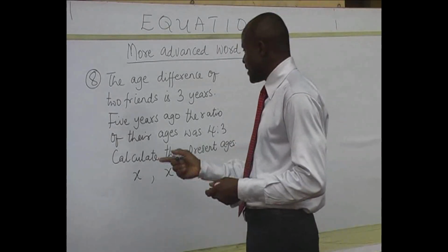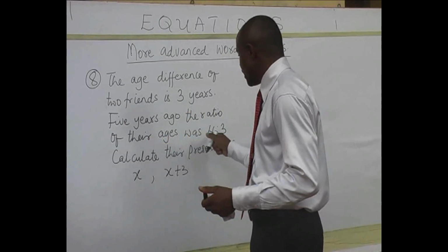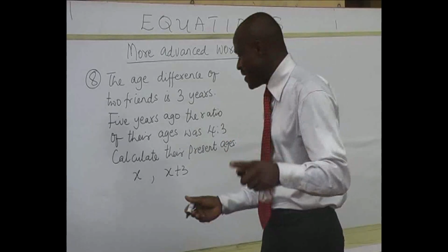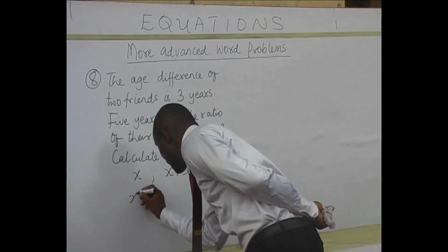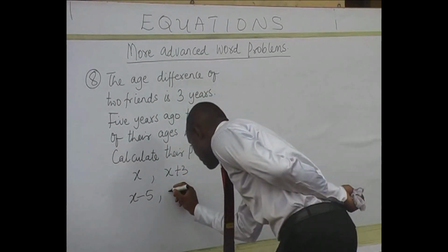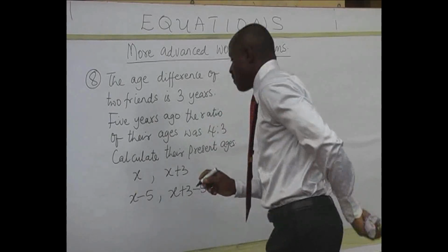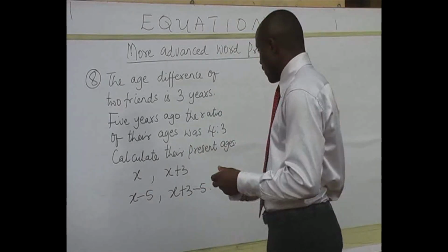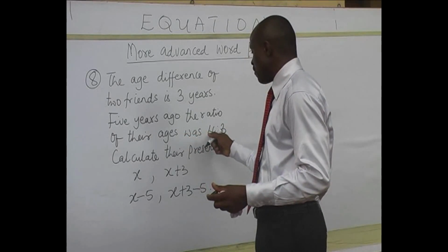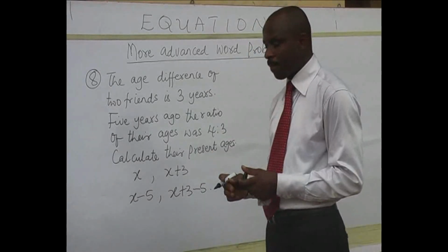Now the second sentence says 5 years ago, the ratio of their ages is 4:3. 5 years ago, that means the first friend will be X minus 5 years, while the second friend will be X plus 3, then minus 5. 5 years ago, their ages were at the ratio of 4:3.